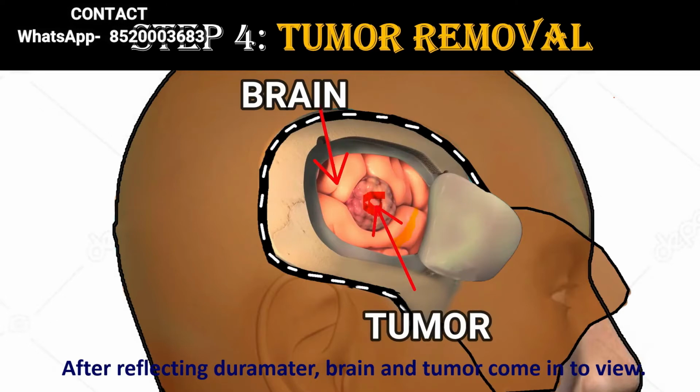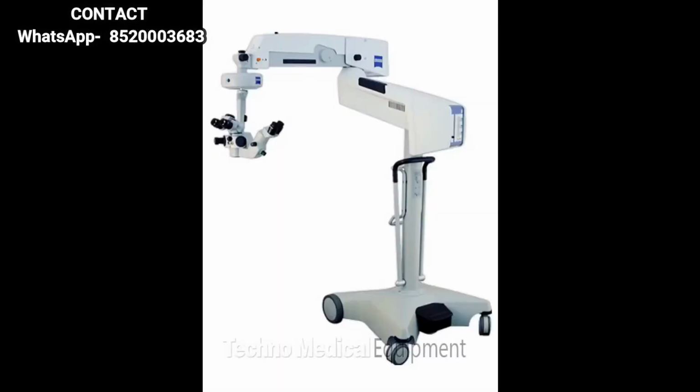Now the actual step starts, removal of the brain tumor. Before I tell you the next steps, I want to introduce you to an important piece of equipment which is useful for me. This is known as an operating microscope.